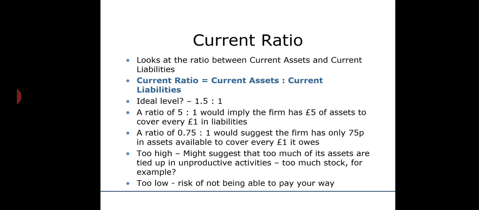So here you have to just mention the definition of current ratio. Current ratio means the ratio between current assets and current liabilities. Okay, and the ideal ratio is 1.5 to 1. That question will be asked in the MCQ, so you should consider the ideal level first.